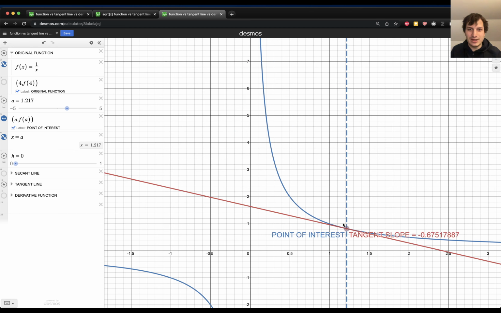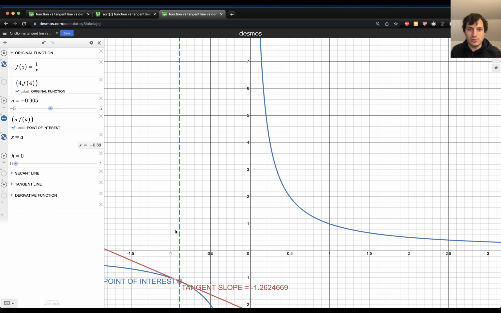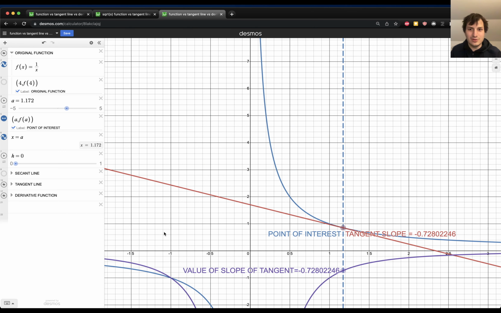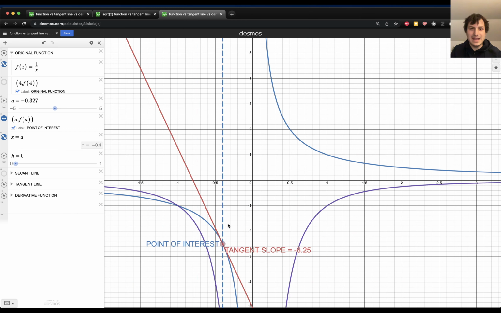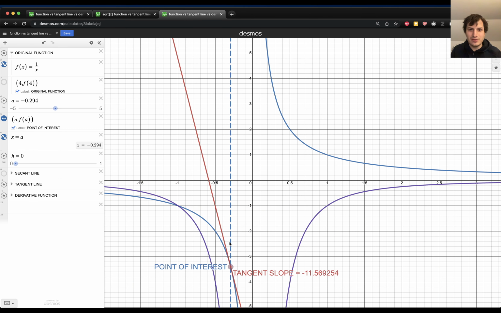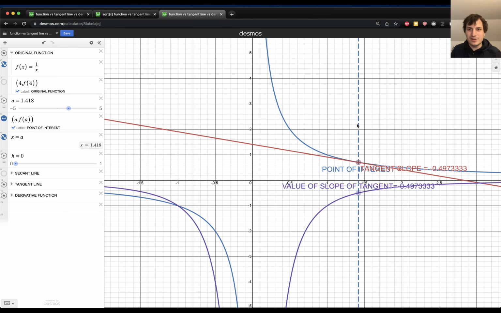How is this tangent line changing as we change the point of interest? We can plot the derivative function, minus 1 over x squared, which looks like this purple function. And you can see it's always negative. This tangent line is always pointing down. On this part of the function, it's pointing down. On that part of the function, it's always pointing down.